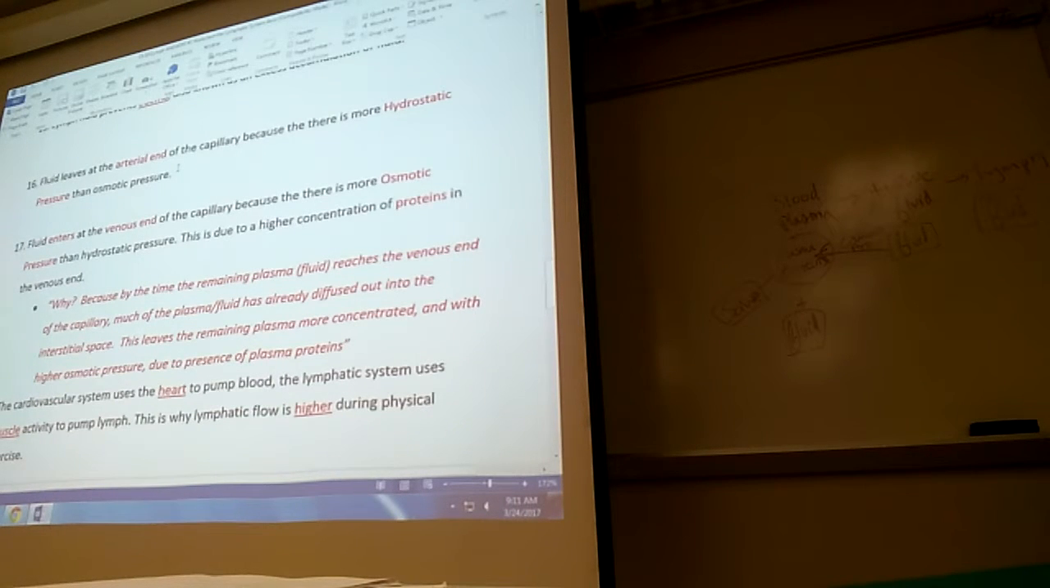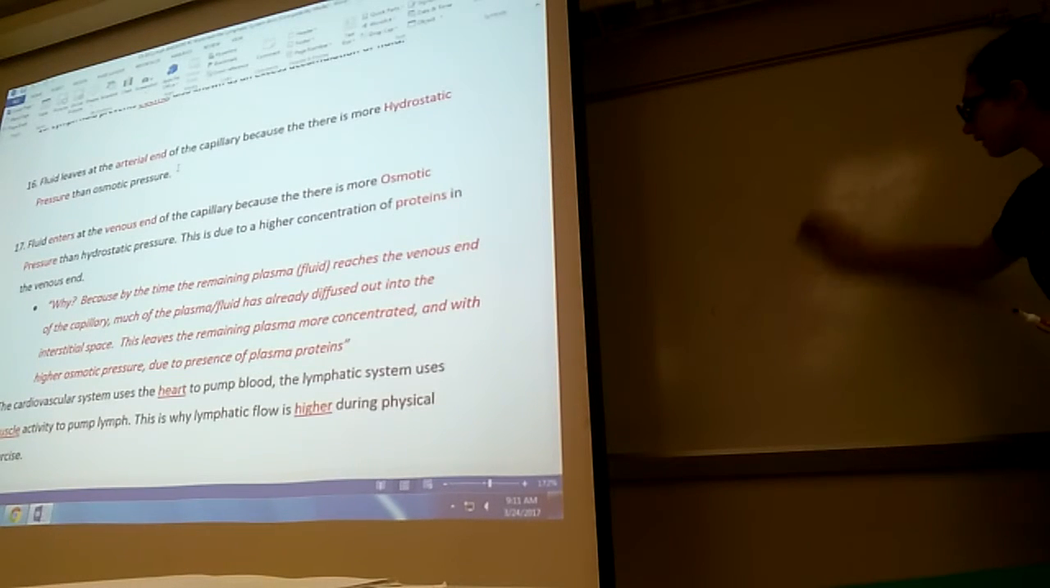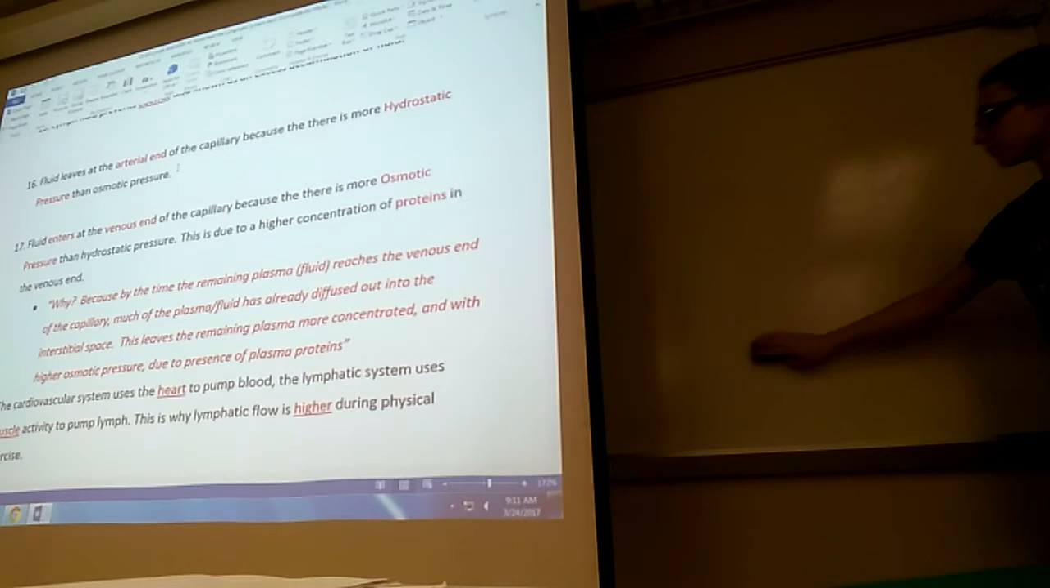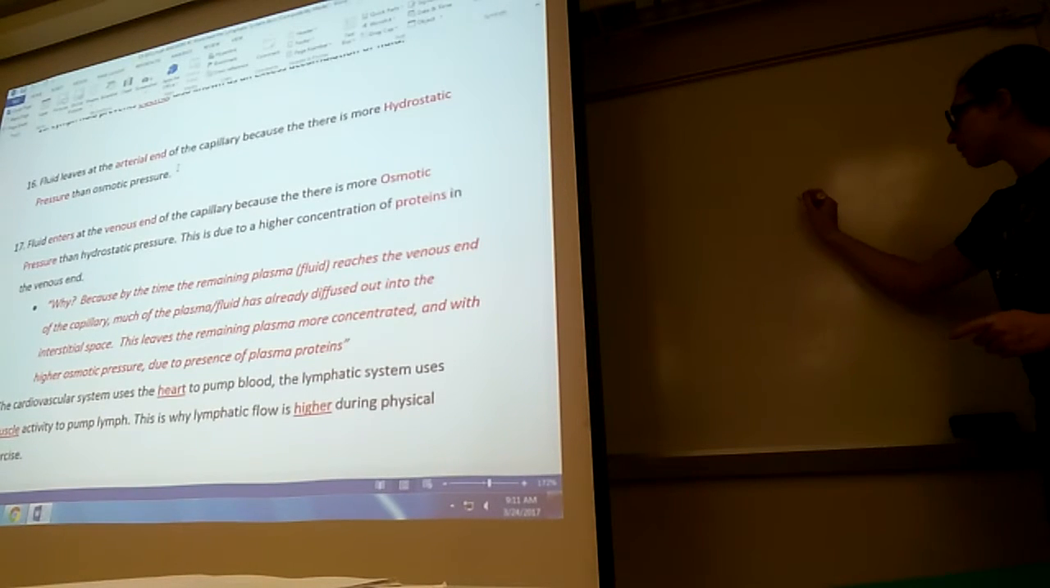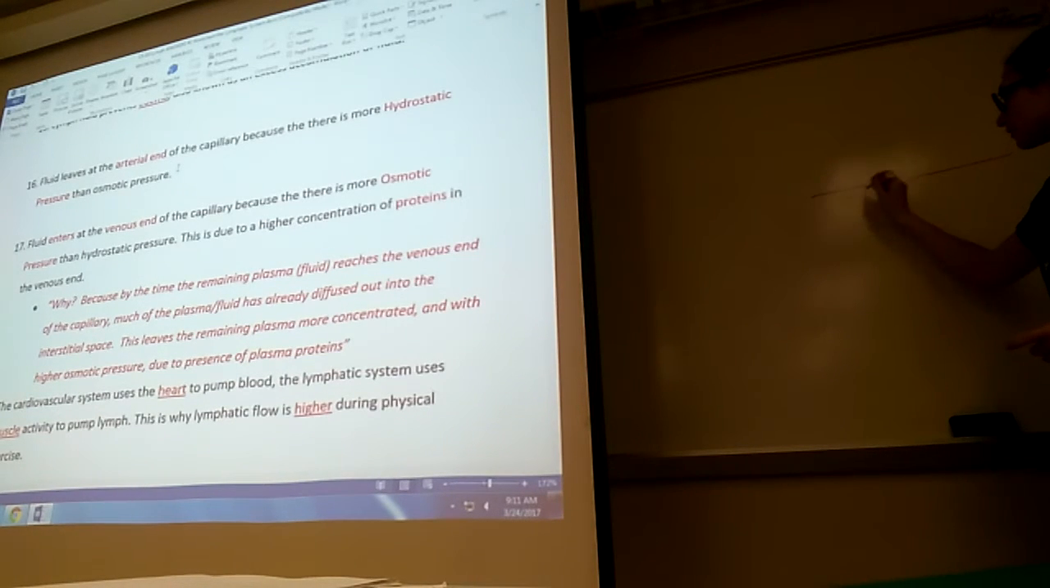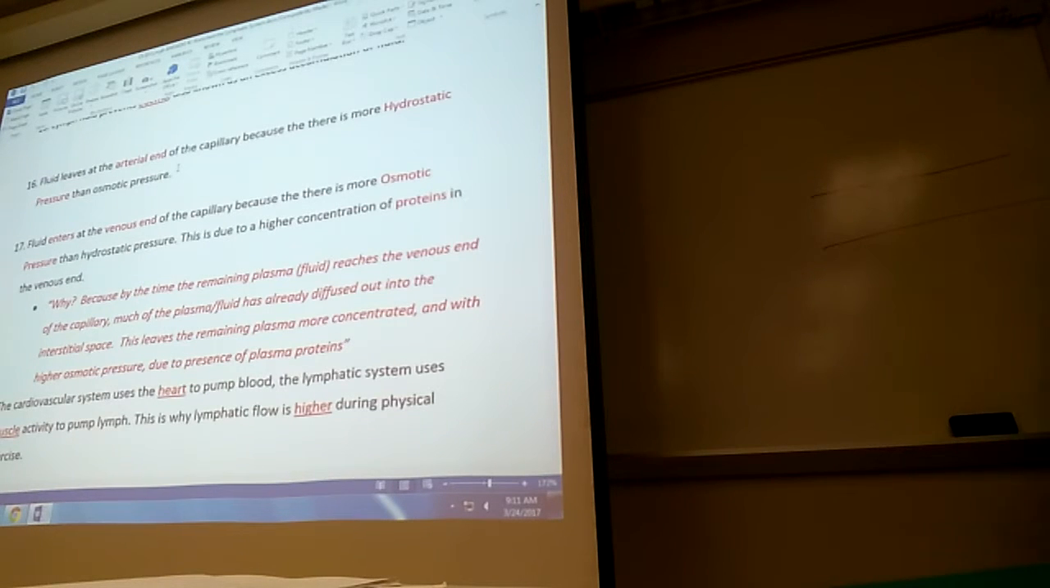And then this next one, fluid leaves at the arterial end of the capillary because of more hydrostatic pressure. Now let's break this down. What is hydrostatic pressure? The water pressure in the arterial capillaries. I'm going to erase this, okay? I think this was in one of the other worksheets that we did in the cardiovascular system. So is hydrostatic pressure moving water in or out of the capillaries? Out.